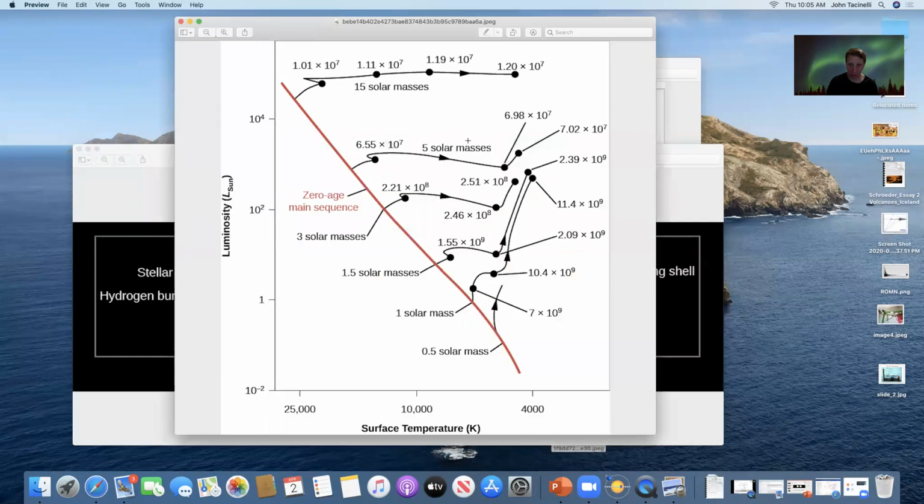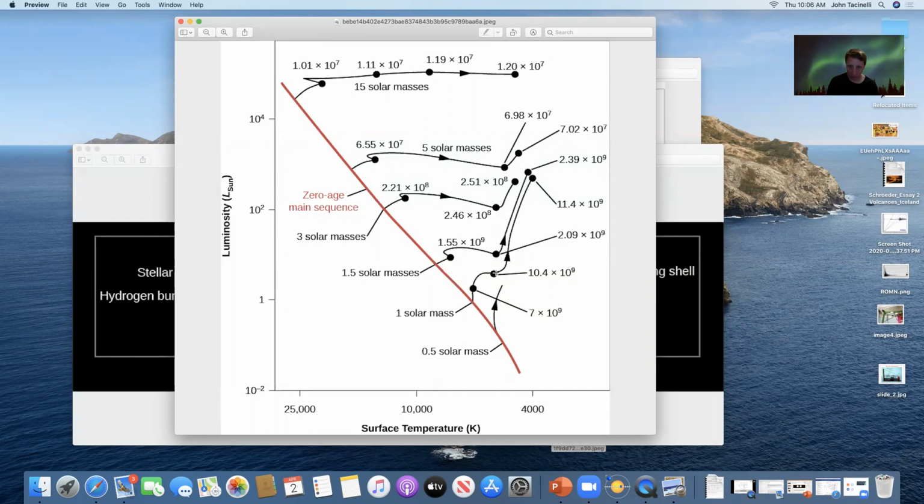So if we look at the HR diagram, here's the zero age main sequence. And during its lifetime, it starts out here. So let's say we are a solar mass star. It starts out here, and it gradually gets a little bit hotter and a little bit brighter. And so gradually brightens up here.